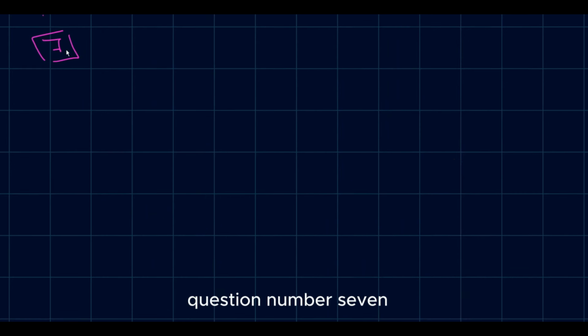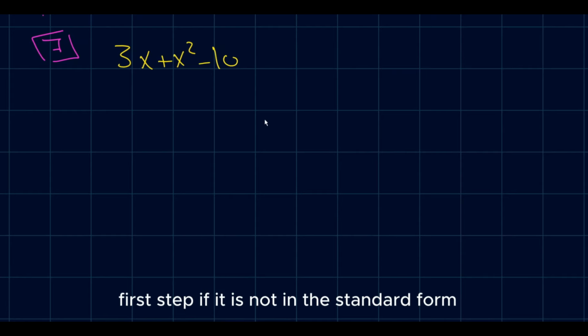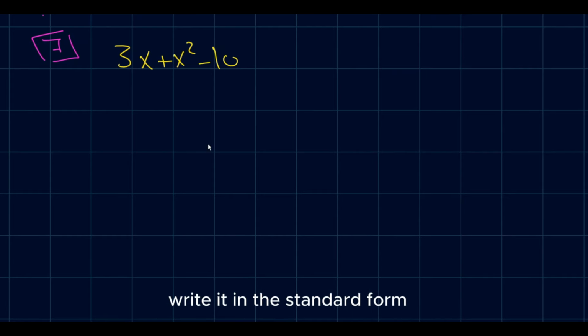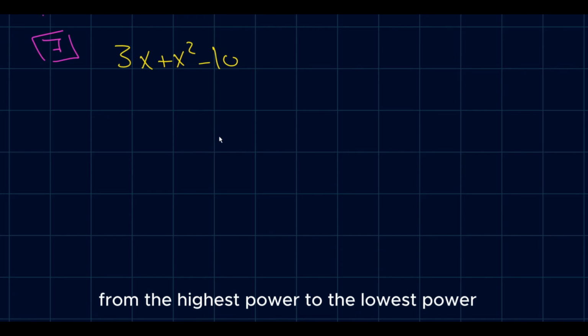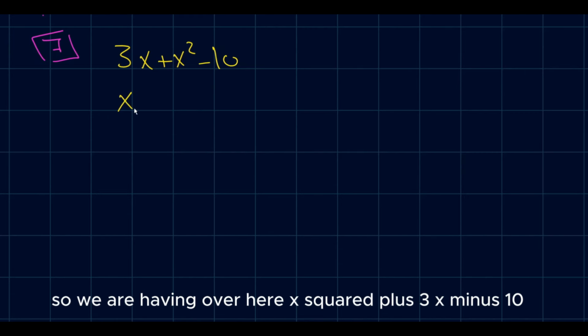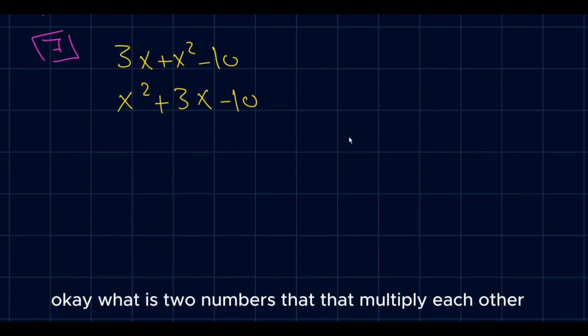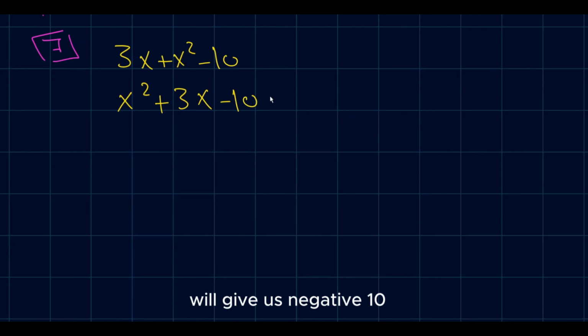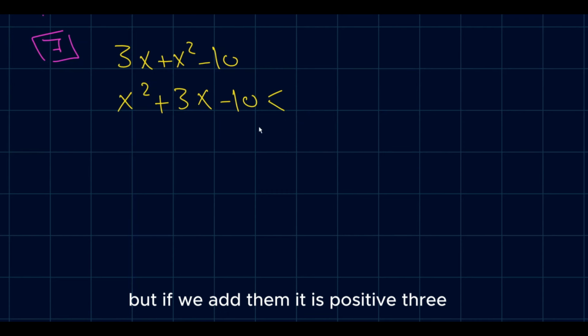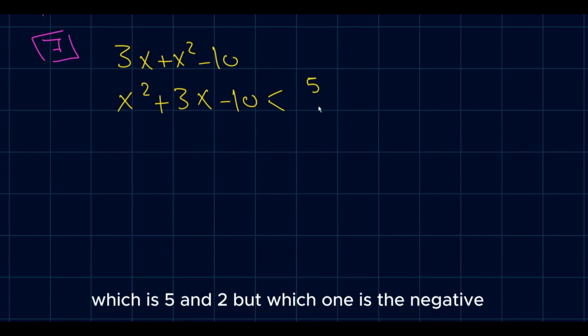Question number 7. First step, if it is not in the standard form, write it in the standard form from the highest power to the lowest power. So we are having over here x squared plus 3x minus 10. Okay, what are two numbers that multiply each other to give us negative 10, but if we add them, it is positive 3, which is 5 and 2.